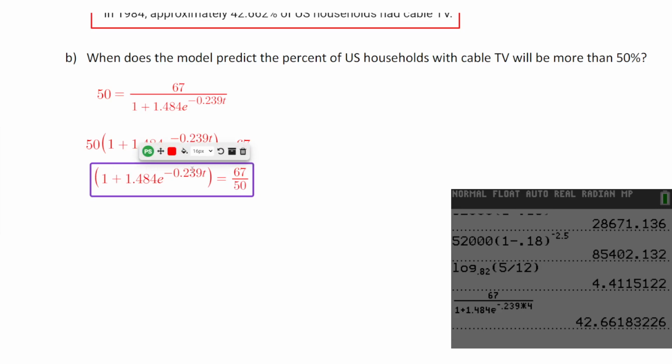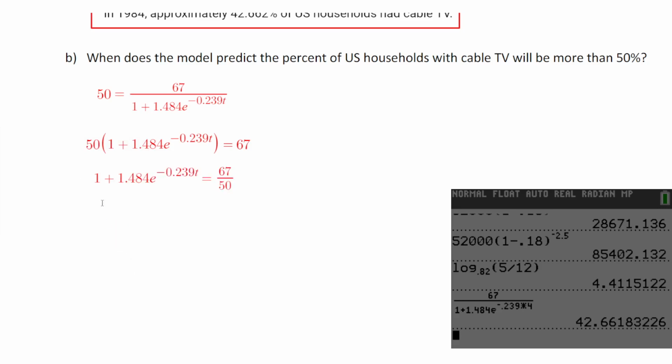So you have 67 over 50. I don't think that's going to reduce. 50's prime factors are 5 and 2, and 67 is not divisible by either of those, so we're just going to leave that. So now, we don't need this parentheses anymore. We can subtract 1 from both sides. So we're going to have 67 fiftieths minus 1. And now 1 as a fraction would be 50 over 50. And 67 minus 50 is 17, so this comes out to be 17 fiftieths.